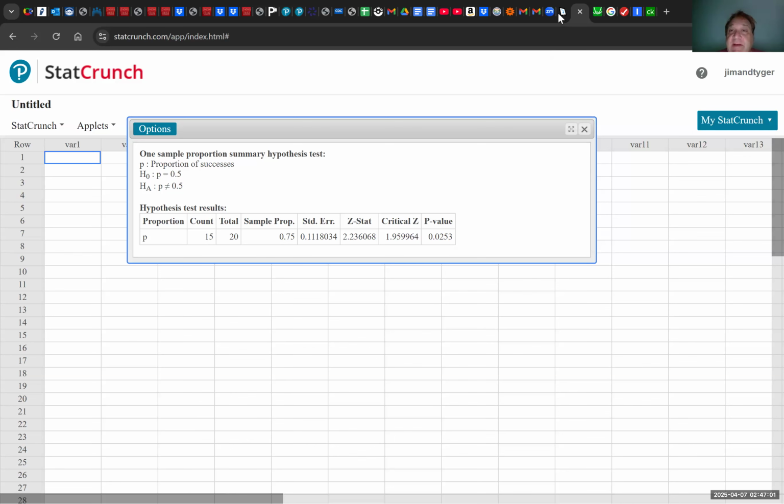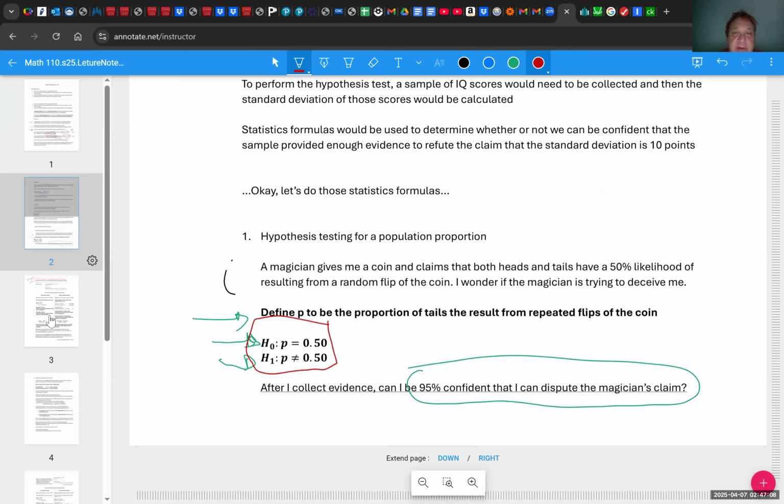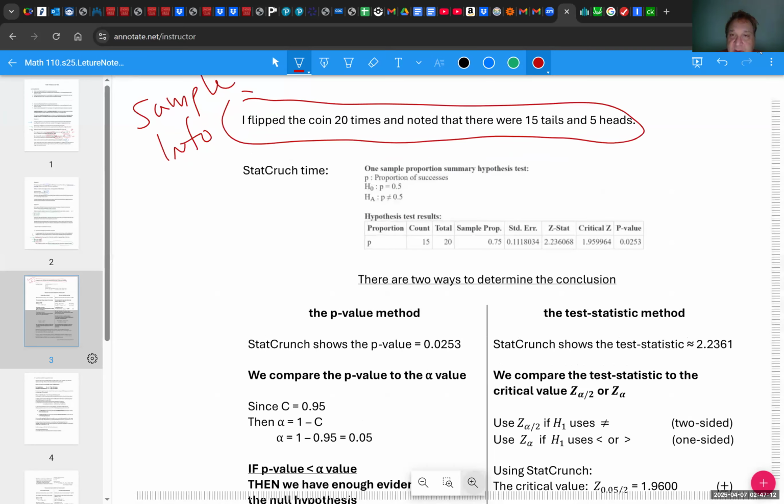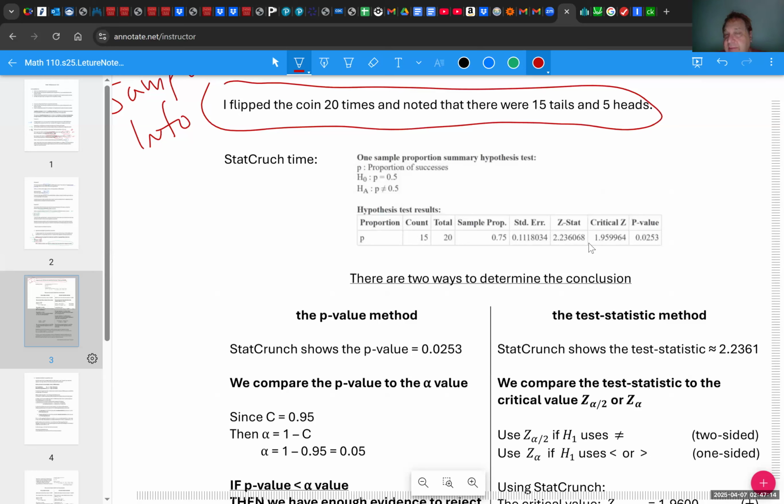All right, so what I did was I copied this readout and I put it into the lecture notes just so we don't have to flip back and forth. So let me go to the next page. Maybe I'll zoom in a little bit. There is the readout that I was just showing you on StatCrunch. Now we need to use these statistical results to decide whether or not we have enough evidence to dispute this claim, this magician's claim that the coin is 50-50.